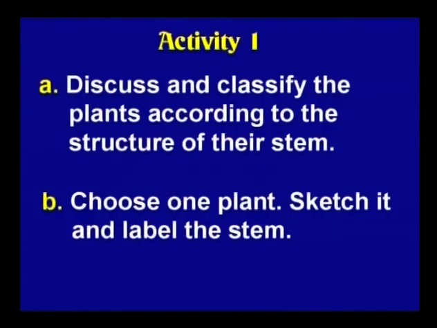Okay. So now I'd like you to group your plants according to the structure of the stem. When you put them together, you must discuss why you are putting them in those groups. Once you have done that, you just choose one plant and sketch it and label it. Okay, let's see our grouping here. Have we started grouping already? Okay. You must know why you are putting them in each of those groups. What is the difference? Once you have done that, you go on to sketching it.